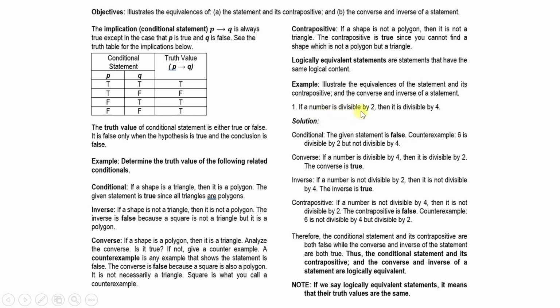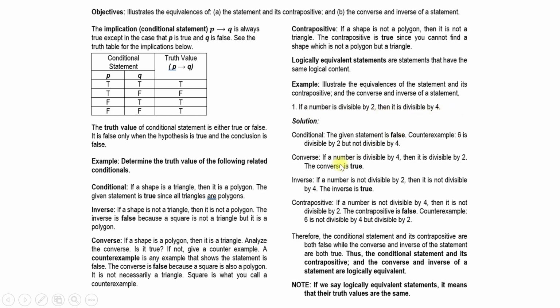if a number is divisible by 2, then it is divisible by 4. So let us take a look at the conditional, the converse, the inverse, and the contrapositive. So here is our conditional statement. The given statement is false. Why? Because 6 is divisible by 2 but not divisible by 4. So our conditional statement is false.